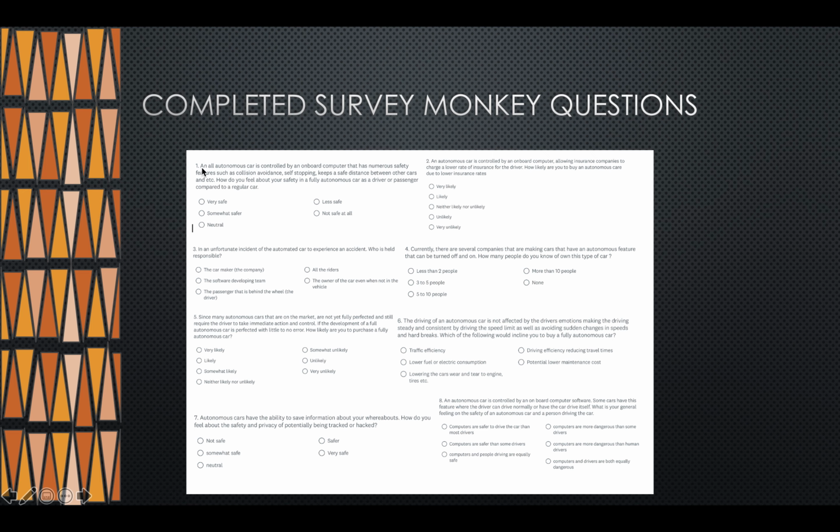You can see question 1, an all autonomous car is controlled by an onboard computer that has numerous safety features such as collision avoidance, self-stopping, keeping a safe distance between cars, and etc. This is important to add what you want to know about the question. And then after this, I went ahead and asked, how do you feel about your safety in a fully autonomous car as a driver or passenger? And this is when I gave the 5 decisions.